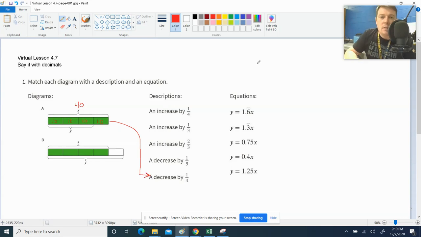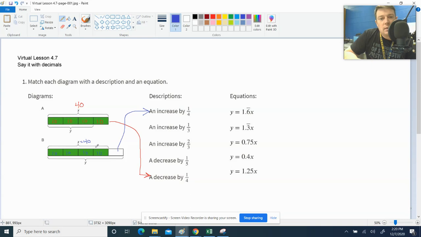All right, let's do the same thing for the other one before we get to the equation part, just to make sure we get this part right. So let's say that x is 40 again, 10, 10, 10, and 10. This time we've taken that section and tacked on another to tell us what the distance of y is. So y is not a decrease by a quarter; we've taken that extra quarter and we have increased it. So taking away a quarter, adding on a quarter: those are the two descriptions that match our diagrams.